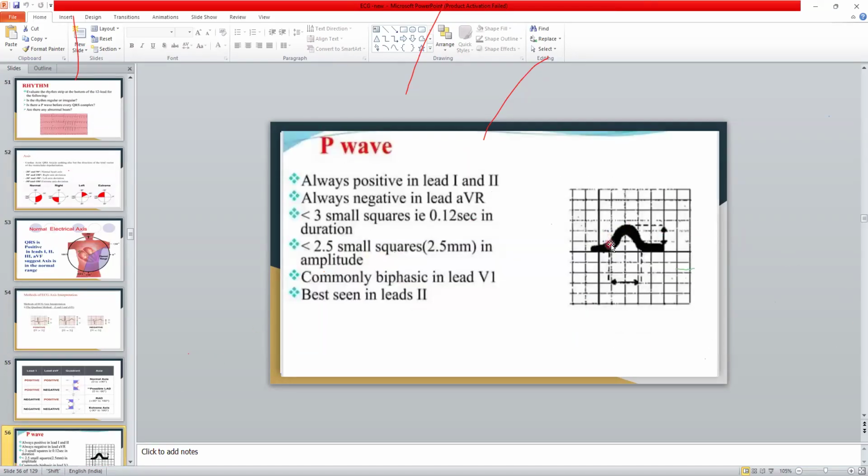See, this is the normal P wave, how it looks in the normal ECG. It is always positive in lead 1 and lead 2.